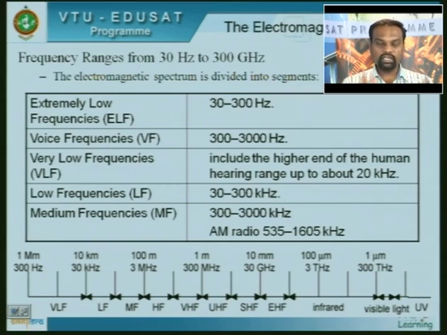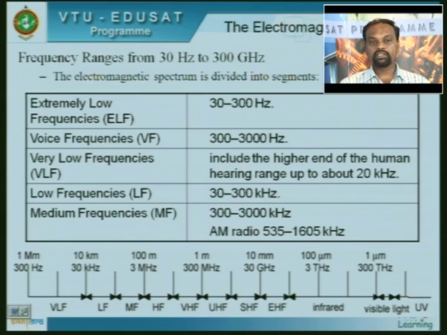So all those signals which are audible to us, we call them audio signals, which are in the range of 20 hertz to 20 kilohertz. Whatever signals we are able to hear, like speech, are in the range of 300 hertz to 3000 hertz. Let us now understand there are two important frequencies: one is called the speech signal, the other is called the audio signal.